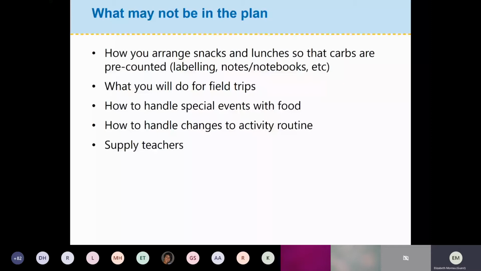Your care plan probably won't cover what you do with field trips. This is perhaps not something we need to think about in 2020, 2021. There may be just virtual field trips, unfortunately, but field trips are something that generally we need to think about, how we're going to handle those.